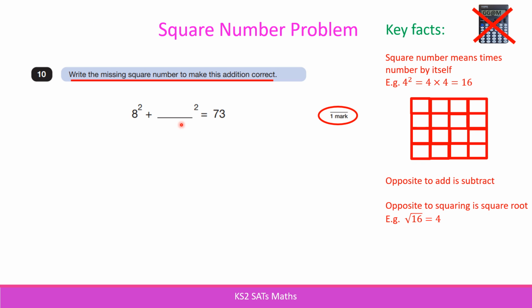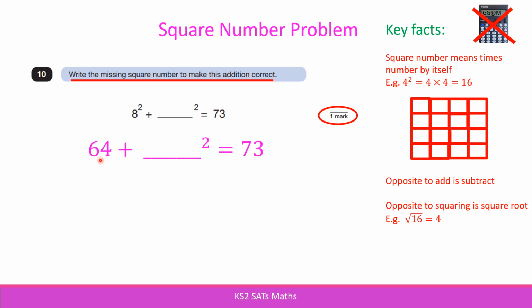Fantastic work. So hopefully you've started off by working out the value of 8 squared. Now you've got quite a lot of steps to do in this question for just 1 mark. So 8 squared means 8 times 8. You should remember the little saying, I ate and ate till I was sick on the floor. 8 times 8 is 64, hopefully you've all said. So 64 is 8 squared, plus something squared is equal to 73.